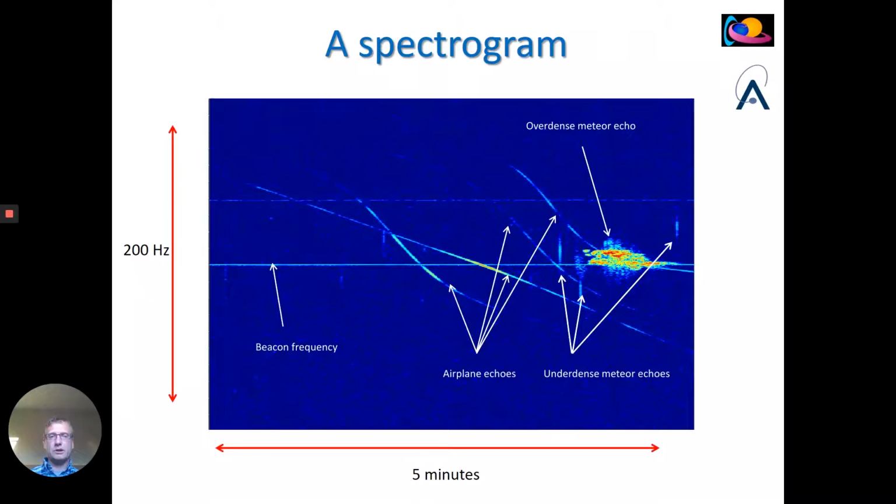The small vertical lines are so-called underdense meteor echoes. And the big blob at the right side is a so-called overdense meteor echo. Hervé will explain this in more detail in the following videos. The slanted lines are reflections of the radio waves on the hull of airplanes. In fact, we have built a much better airplane detector than a meteor detector.